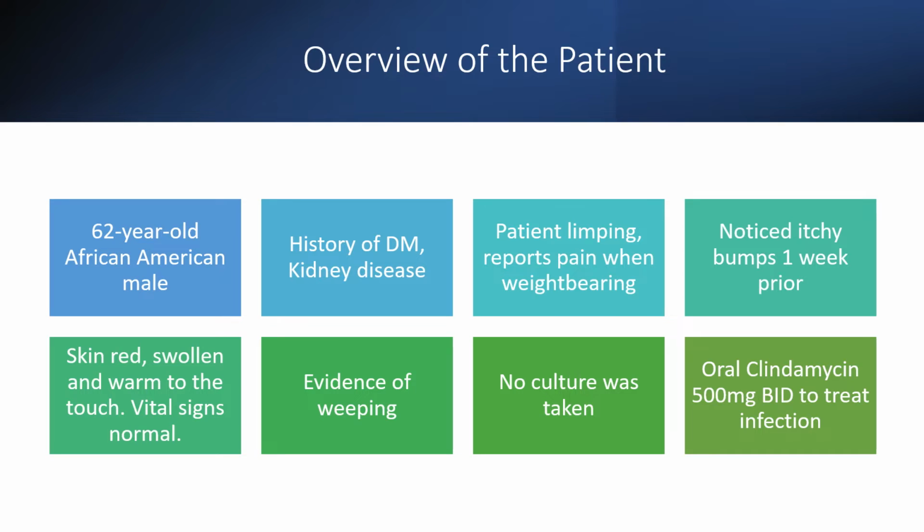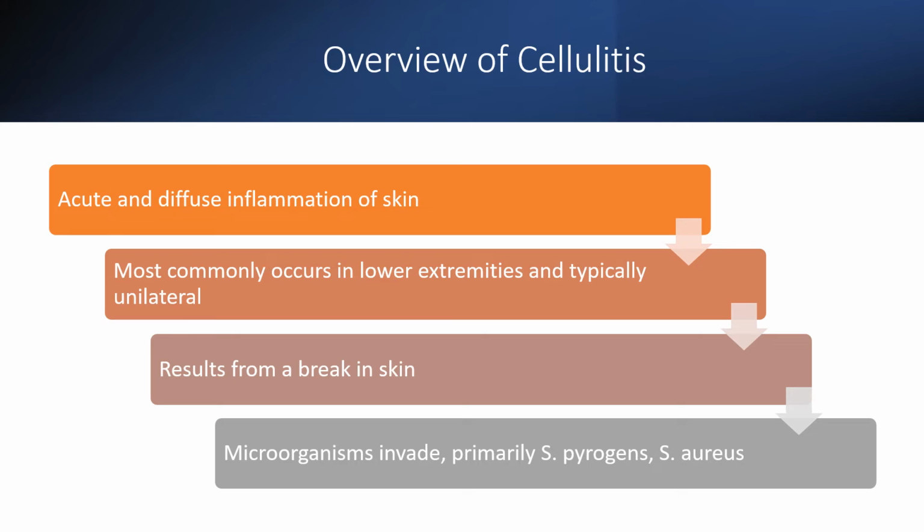All of his vital signs were normal. There was no evidence of any systemic infection. He didn't have a fever. His heart rate was normal and his blood pressure was good, but there was slight weeping of his extremity. He reported he noticed itchy bumps 1 week prior, which he scratched and likely is the cause of the cellulitis. There was no culture taken. He was discharged on oral antibiotics and recommended to follow up with his primary care doctor.